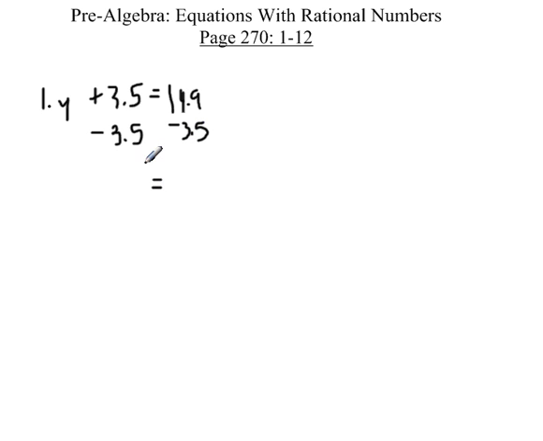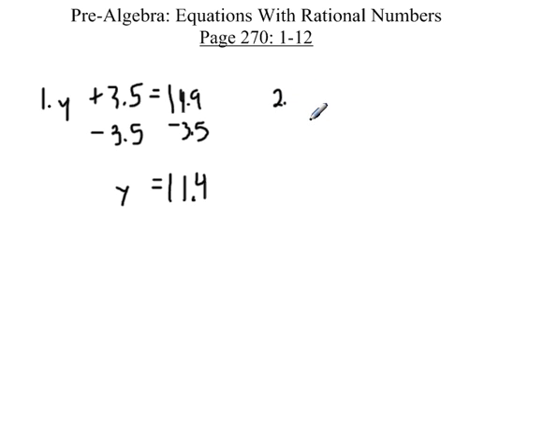Start at your equal sign. If you have 3.5 and you subtract 3.5, that cancels. So you're left with y on your left-hand side. Now do 14.9 minus 3.5. You can use a calculator if you want to, but it's probably quicker just to do it by hand. 9 minus 5 is 4. Put your decimal point in. 4 minus 3 is 1. And then bring your 1 down for your tens digit. And y is 11.4.